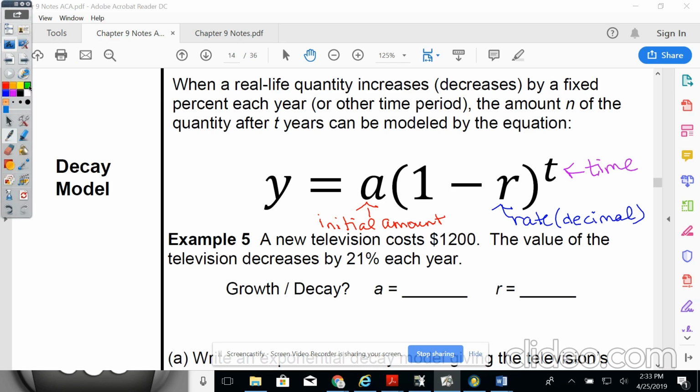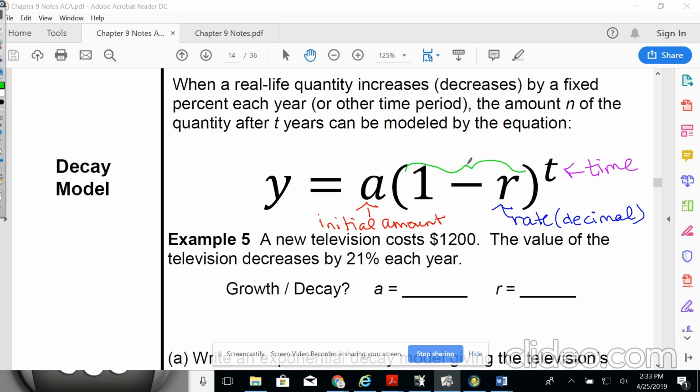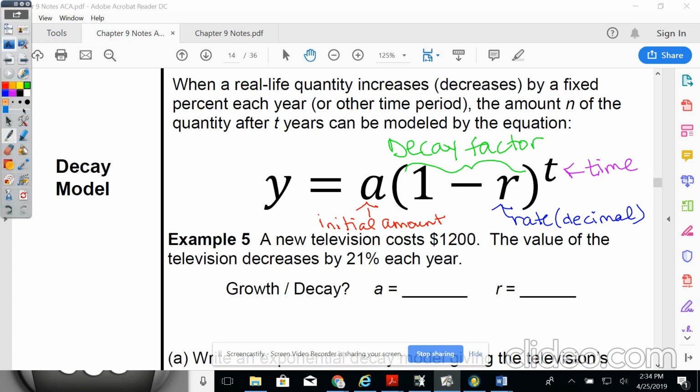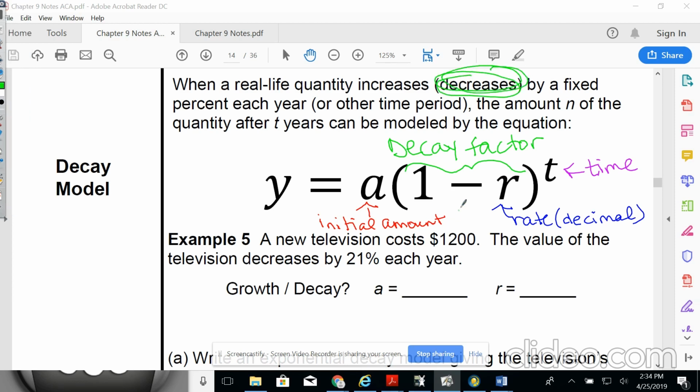And it's not going to ask us this time, but this one, like we talked about yesterday, is now called the decay factor, because it's going to be less than 1 since I'm subtracting it from 1. So you do this one when it says that it decreases, depreciates, declines. We're going to use this formula right here.